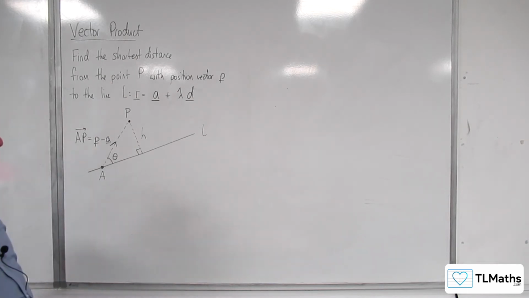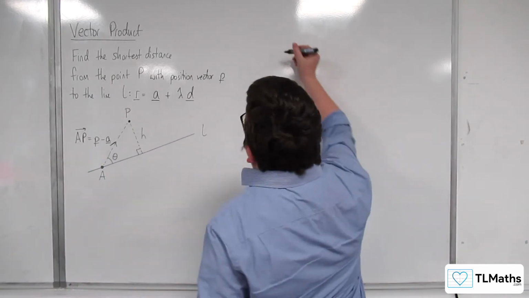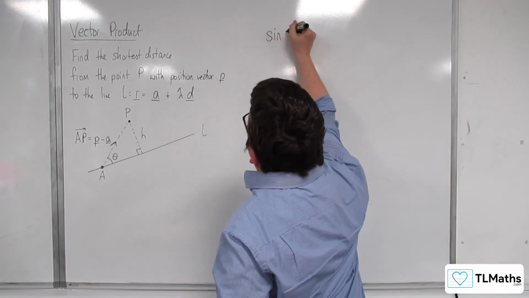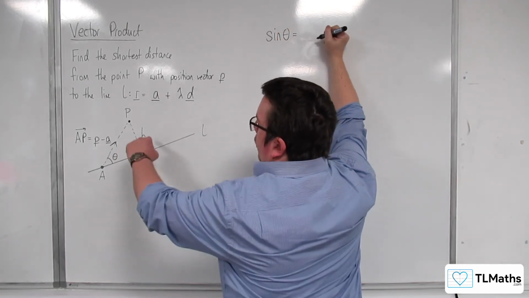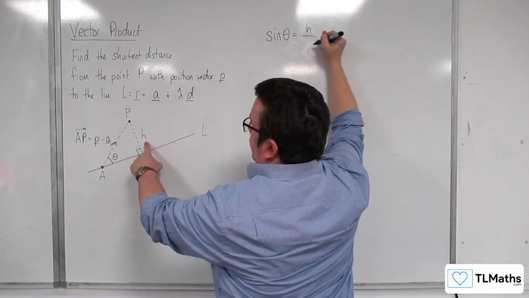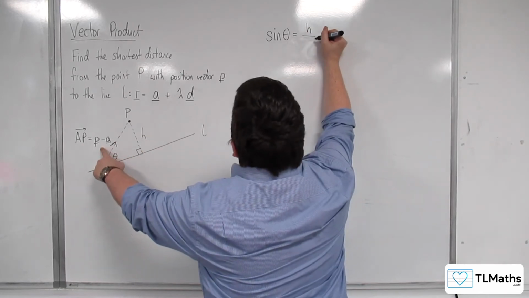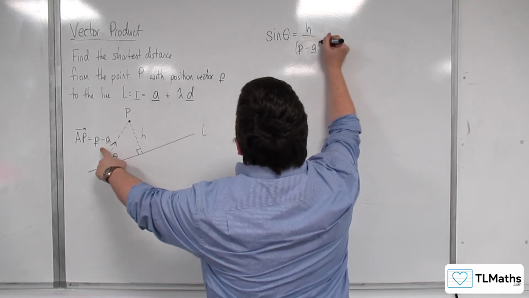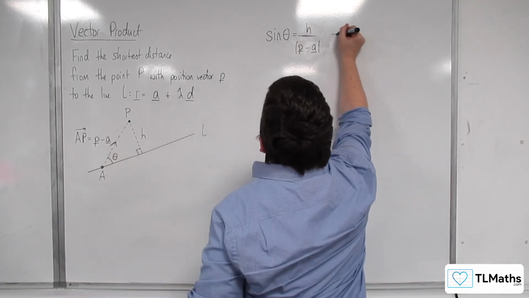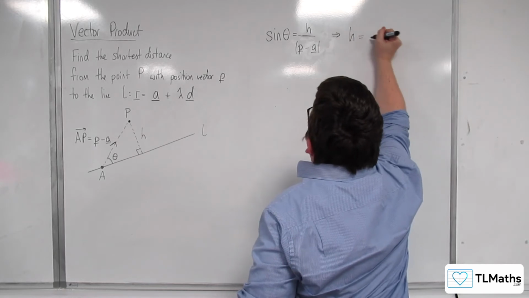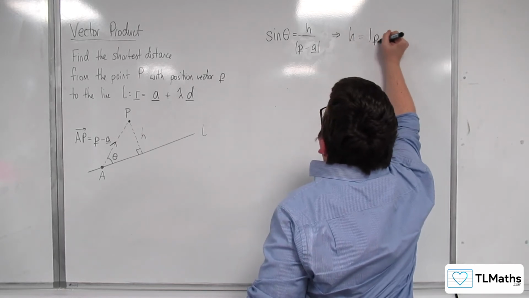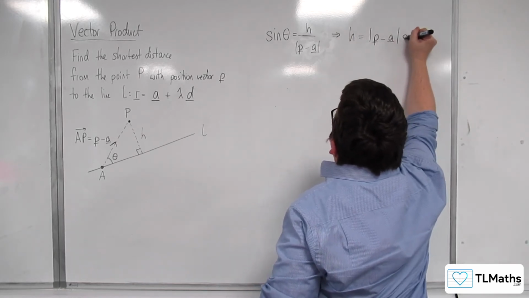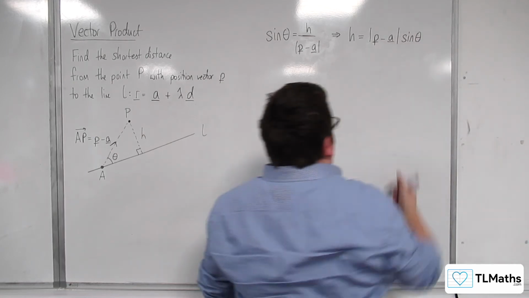So what I can say from this is that sine of the angle is equal to the opposite over the hypotenuse. So I need the length of P take away A. So that means that H is equal to the length of P take away A times sine of the angle theta.